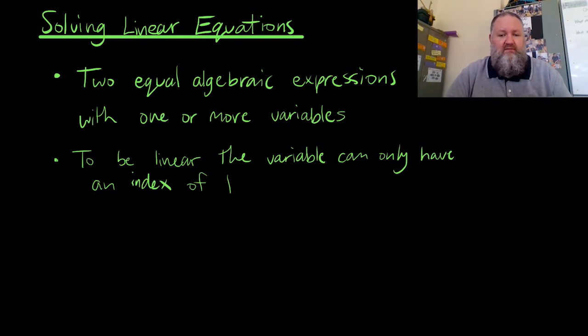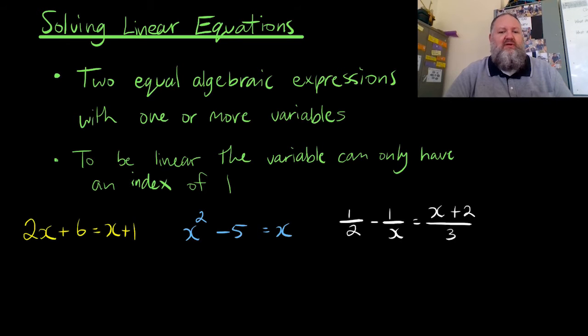So let's have a look at some examples and we'll see if we can tell if they are linear equations or not. This first equation here, 2x plus 6 equals x plus 1. Well, they are two expressions equal to each other. We could probably say, you know what, they are. And they don't have anything higher than a 1 in these positions. So, yep, they're pretty good. That looks like a linear equation, I'd say.